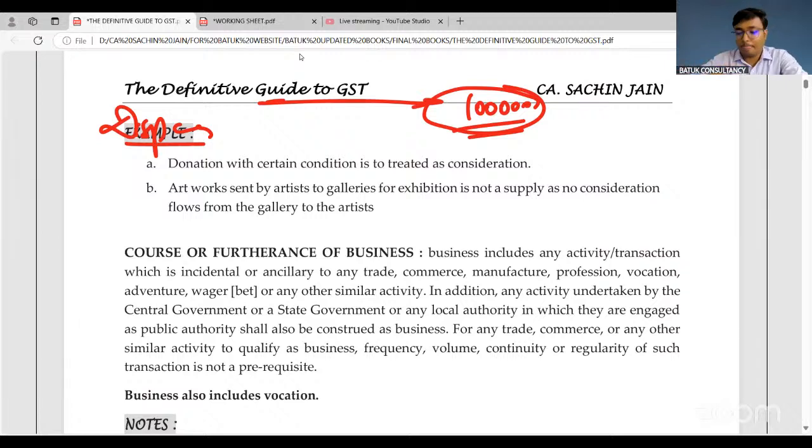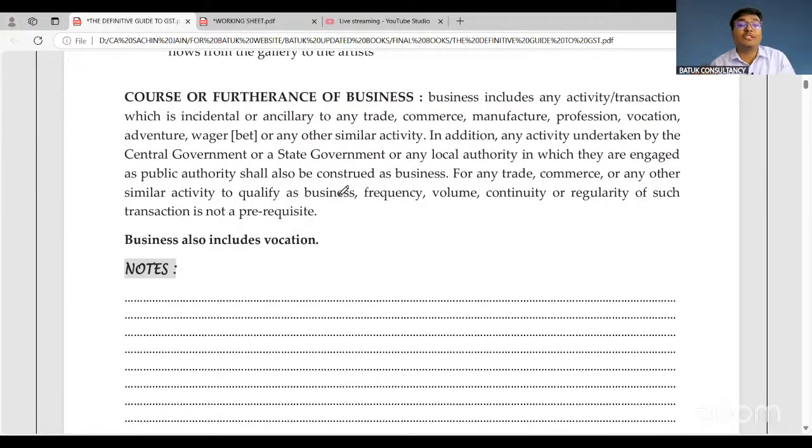Artwork sent by an artist to galleries for exhibition is not a supply, as no consideration flows from the gallery to the artist until the sale happens, because multiple artists share their paintings with the galleries, but the galleries are not paying anything, so it will not be treated as supply. Then, in the course or furtherance of business: if there is any transaction in the course or furtherance of business, that means due to business and for the business. Just keep two things in mind: for the business and to the business. That will be called in the course or furtherance of business.